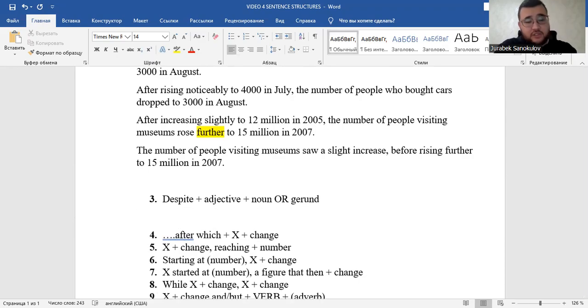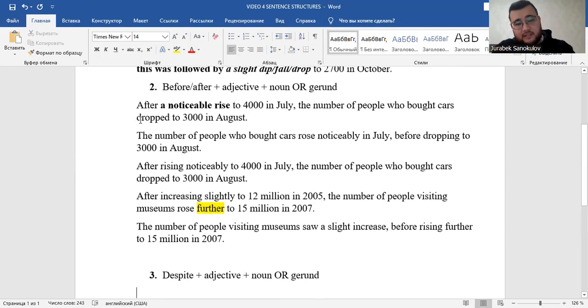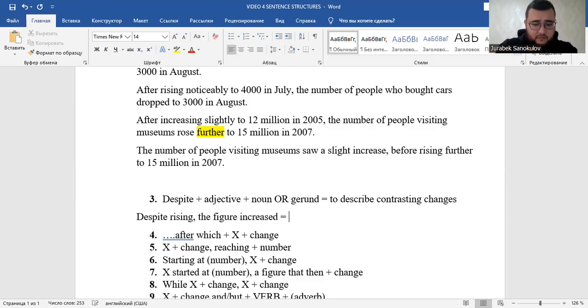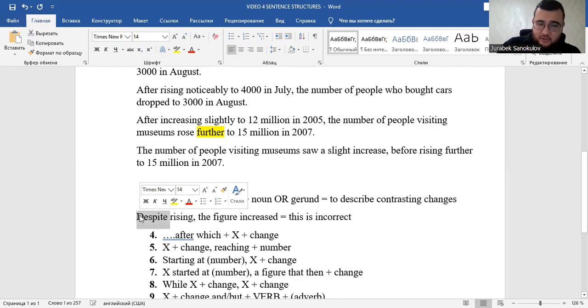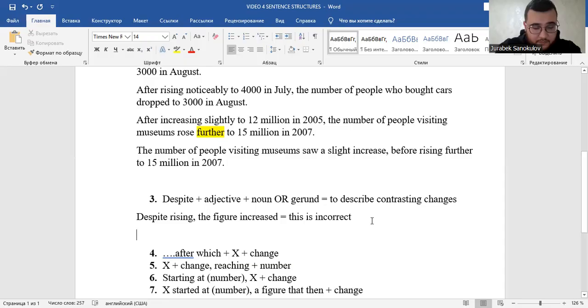Now, using despite plus adjective and noun or using gerund. So they follow the same sentence structure, but the rule is a bit different. You need to describe contrasting changes. It means that you cannot say this. Yeah, despite rising, the figure rose or increased. This is incorrect because despite is used to contrast. It means but. So to be able to use it correctly, that's what you should do.